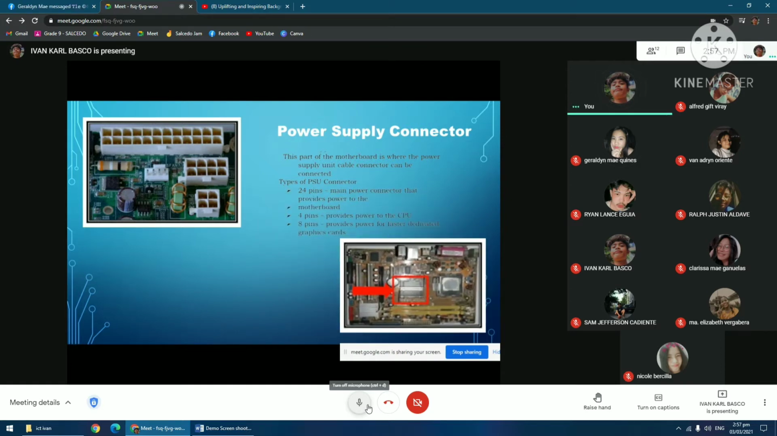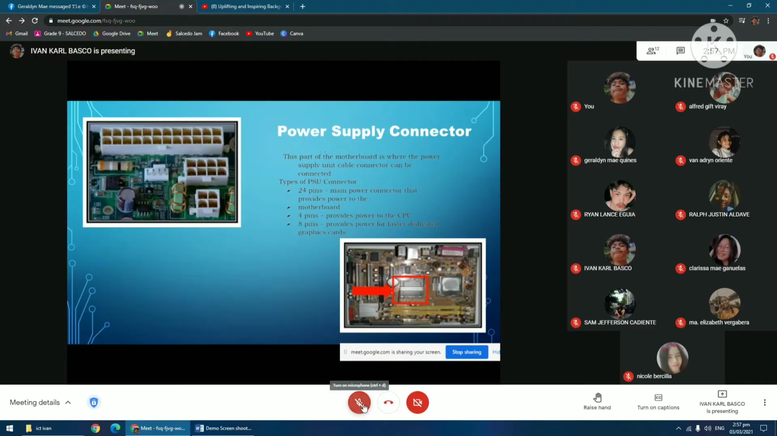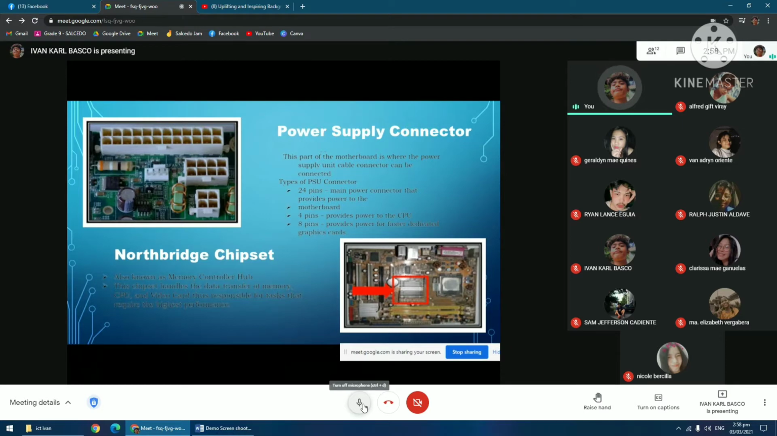Next picture. Demir, please. Okay, let's see if that is correct. Very good. Also known as memory. This chipset handles the data transfer of memory, CPU, and video card, thus responsible for tasks that require the highest performance. Okay, very good. Northbridge chipset is also known as memory controller hub, which controls or handles the data transfer of memory from the CPU and video card.